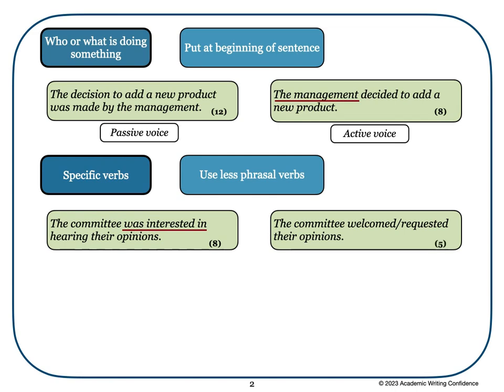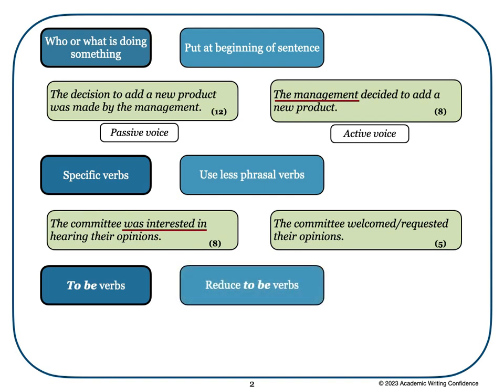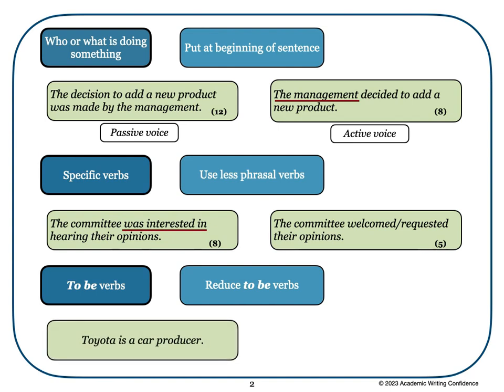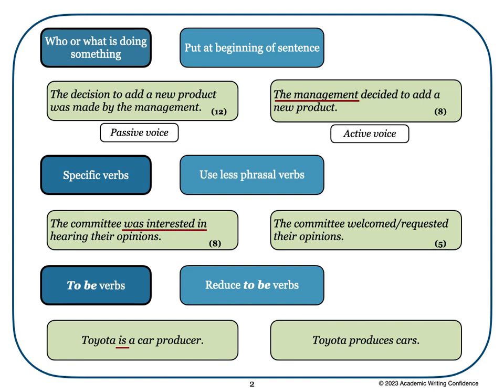One more thing that you will want to reduce is using to be verbs. For example, Toyota is a car producer. Here we're using the to be verb is. We could change this to Toyota produces cars. You can see that we have reduced our sentences from 5 words to 3 words, but the meaning is still exactly the same.